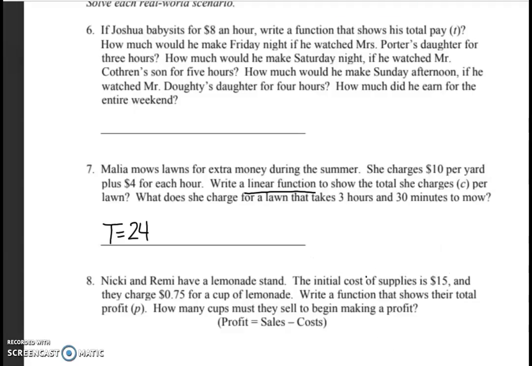Number 8 is just like the one we did in our notes before we started guided practice. Nikki and Remy have a lemonade stand. The initial cost of supplies is $15. So we're costing, there we go. And they charge 75 cents for each cup. So 75 cents for each cup minus the $15. We want to know their profit.